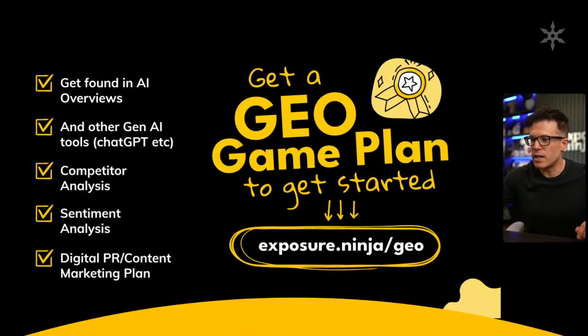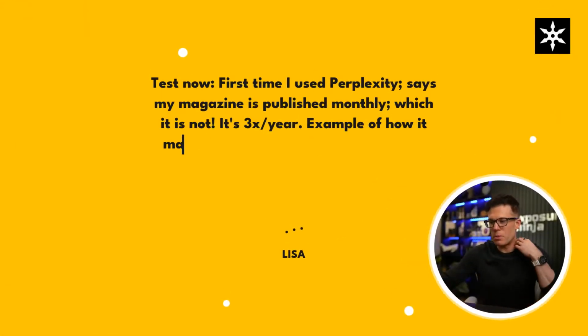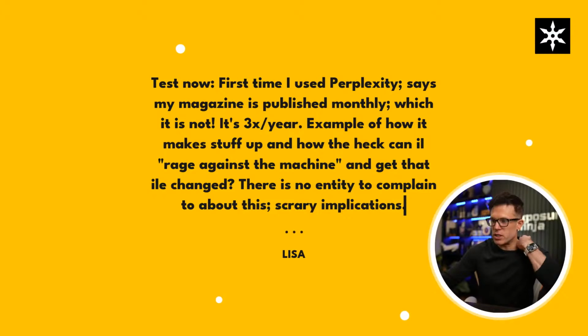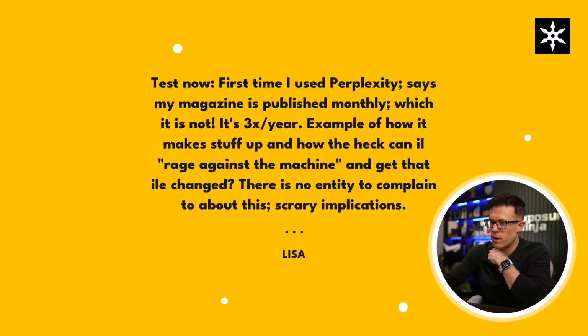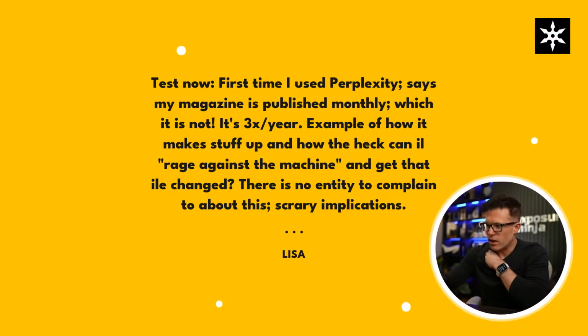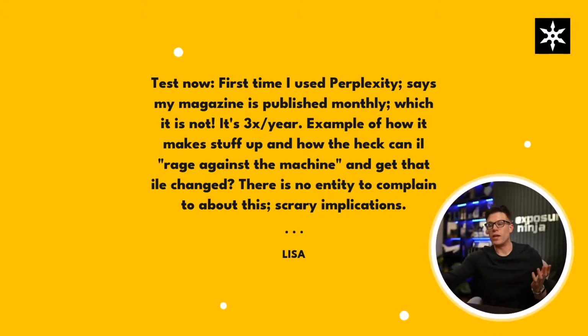Okay, Lisa says, test now. First time I use Perplexity, it says my magazine is published monthly, which it's not. It's 3 times a year. Make stuff up. How the heck can I rage against the machine and get that lie changed? There's no entity to complain about. So there's scary implications. Yeah, but it's just a tool, isn't it, Lisa?